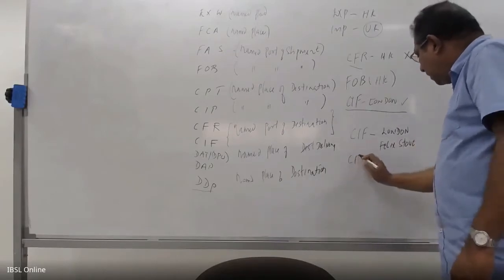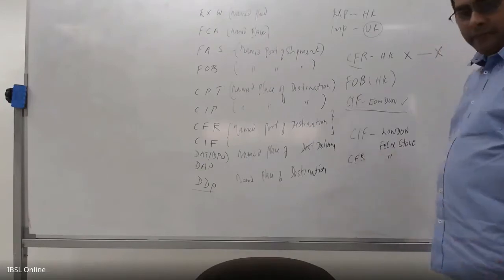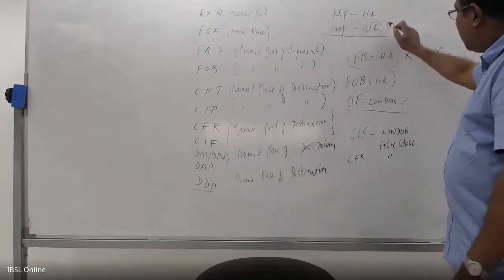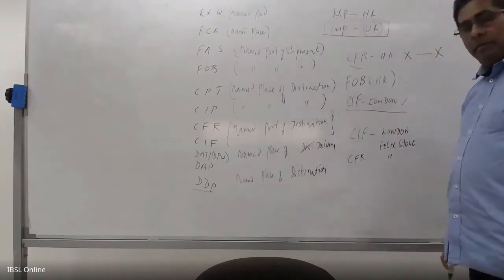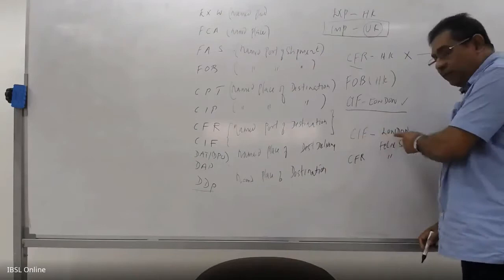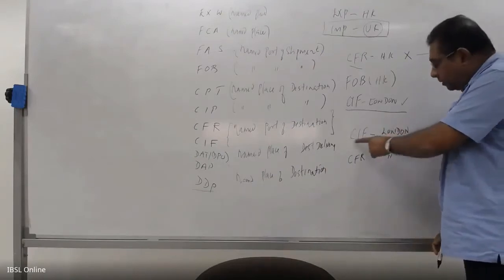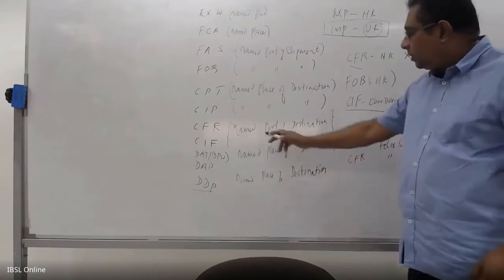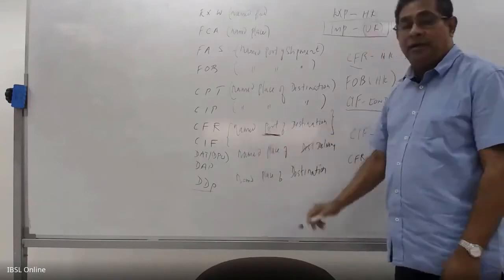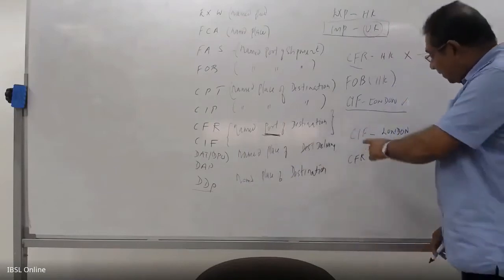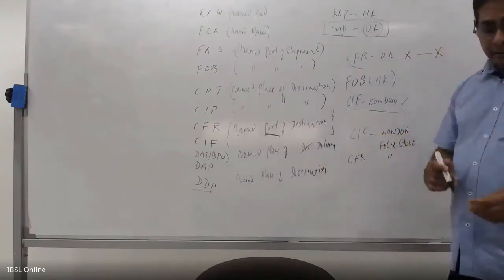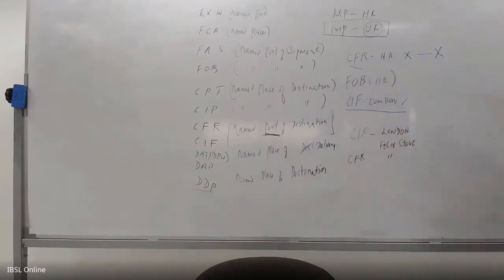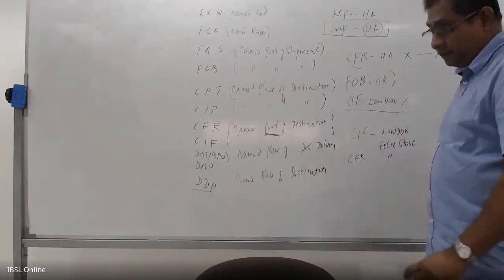If it is CFR, you can say the same thing. Now you see, the import is in the UK, but you cannot say CIF UK, because if you use CIF or CFR, you have to use the name of the port, not the country. That is why CIF London becomes right. Right. So the answer would be only three, that is CIF London.